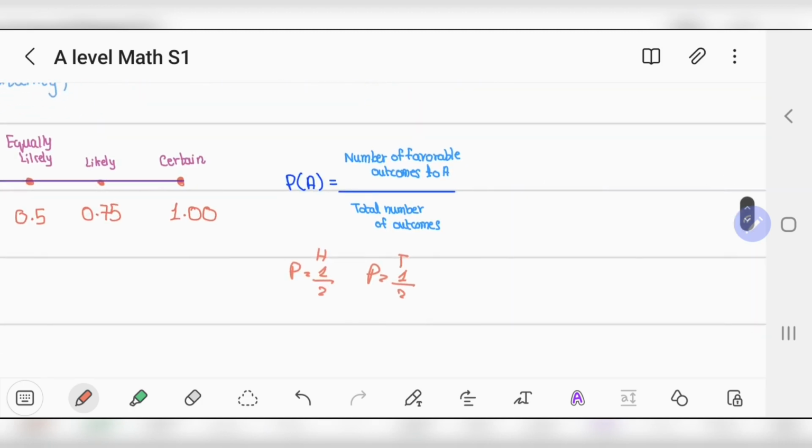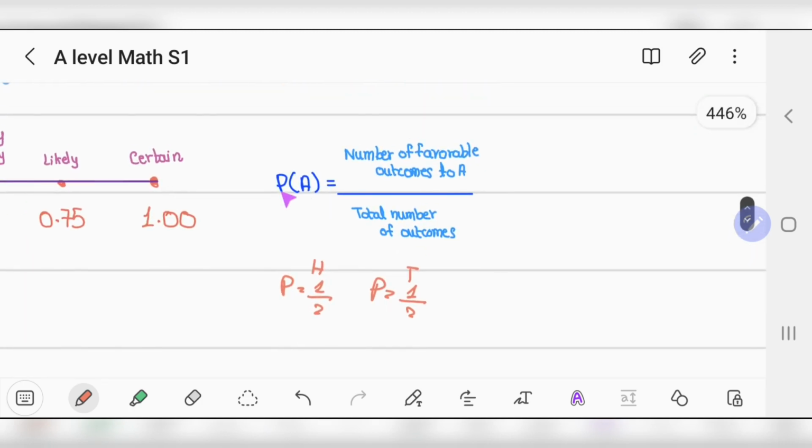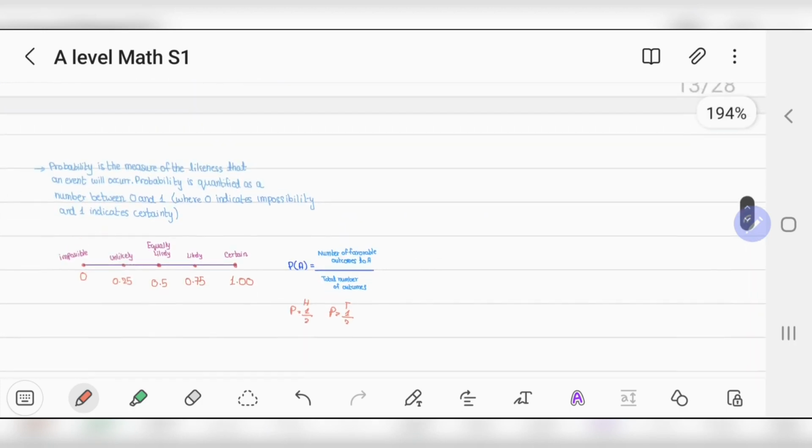For example, if I toss a coin, this is the fraction. Here you write down the total number of outcomes. The total number of outcomes for our tossed coin is 2, because it is either heads or tails. I want to know the probability of having a head, so it's 1 upon 2. And if I want to know the probability of having a tail, then it is also 1 upon 2. This is how you write it down. Now let's do the questions.